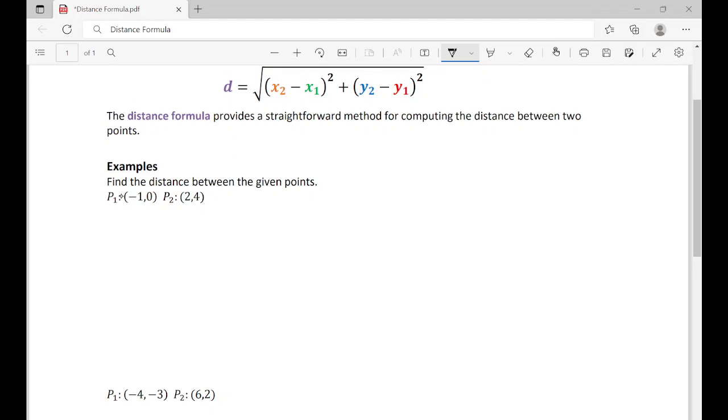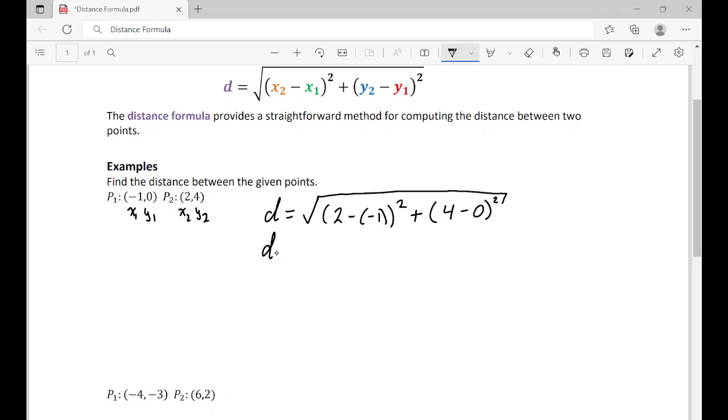So first we're going to find the distance between the points -1, 0 and 2, 4. So we can say that this is x1, y1, and this is x2, y2. And I can just plug these into my distance formula here. So the distance is going to equal the square root of (2 minus -1) squared plus (4 minus 0) squared.